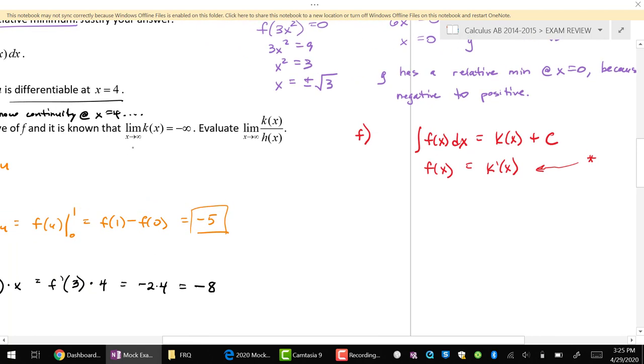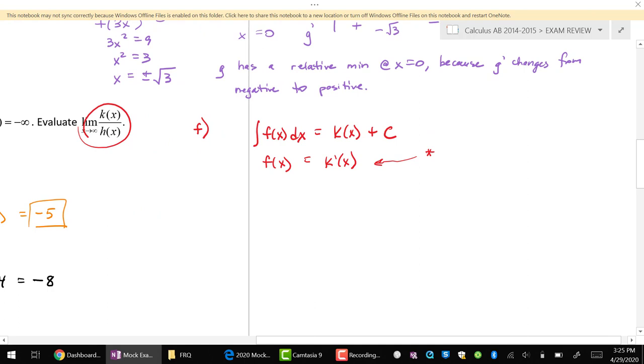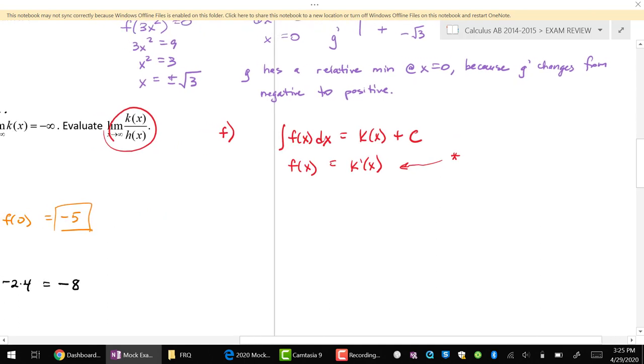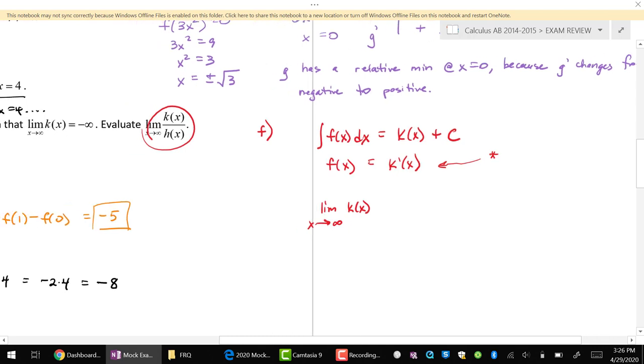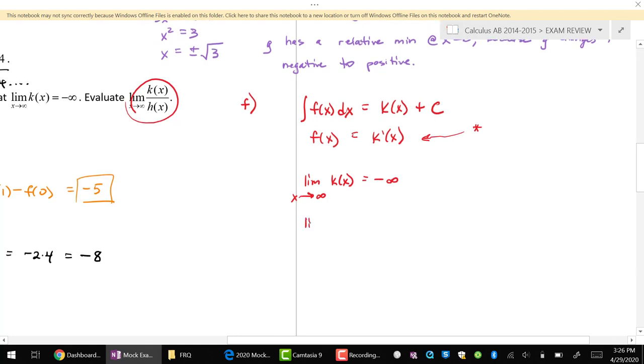All right, it is known that the limit as x approaches infinity of k is -infinity. Evaluate this limit. This is actually going to be a clever L'Hopital's rule problem. So the limit as x approaches, let's look at the numerator first. What's the limit as x approaches infinity of k of x? Well, they just told me here that that's going to be -infinity. Now, what is the limit as x approaches infinity of h of x?